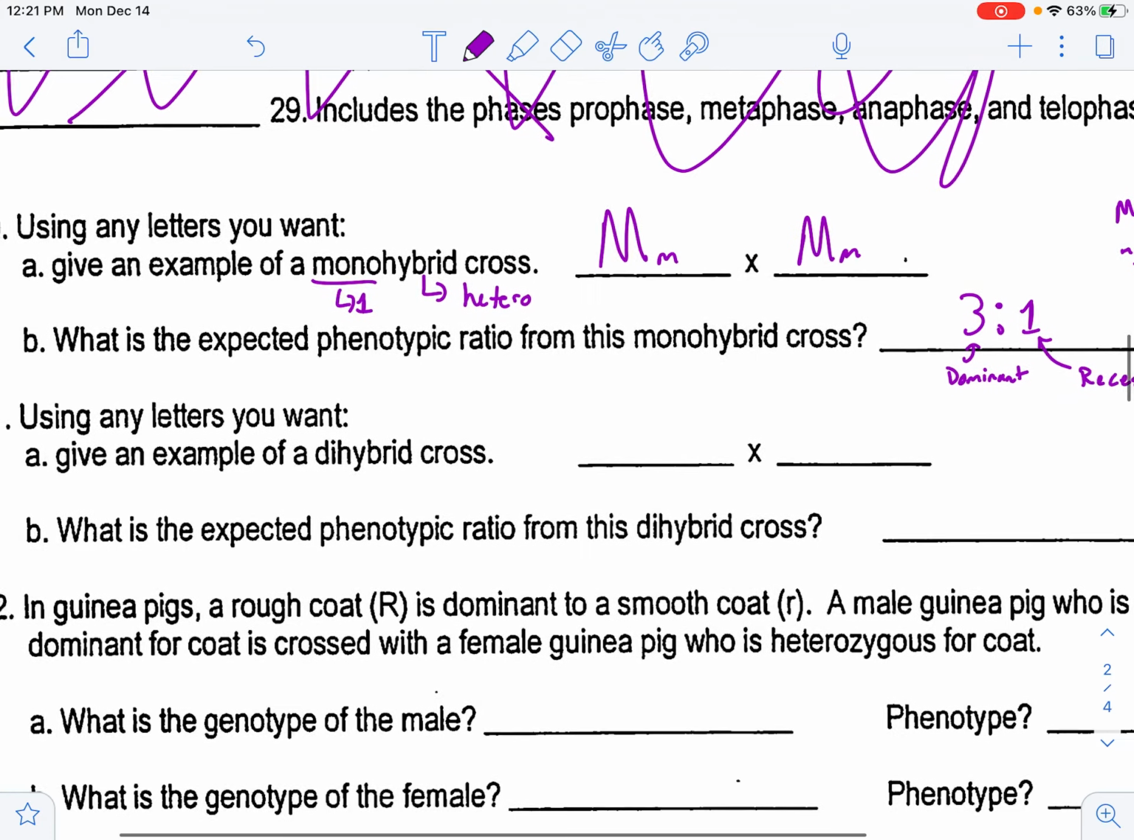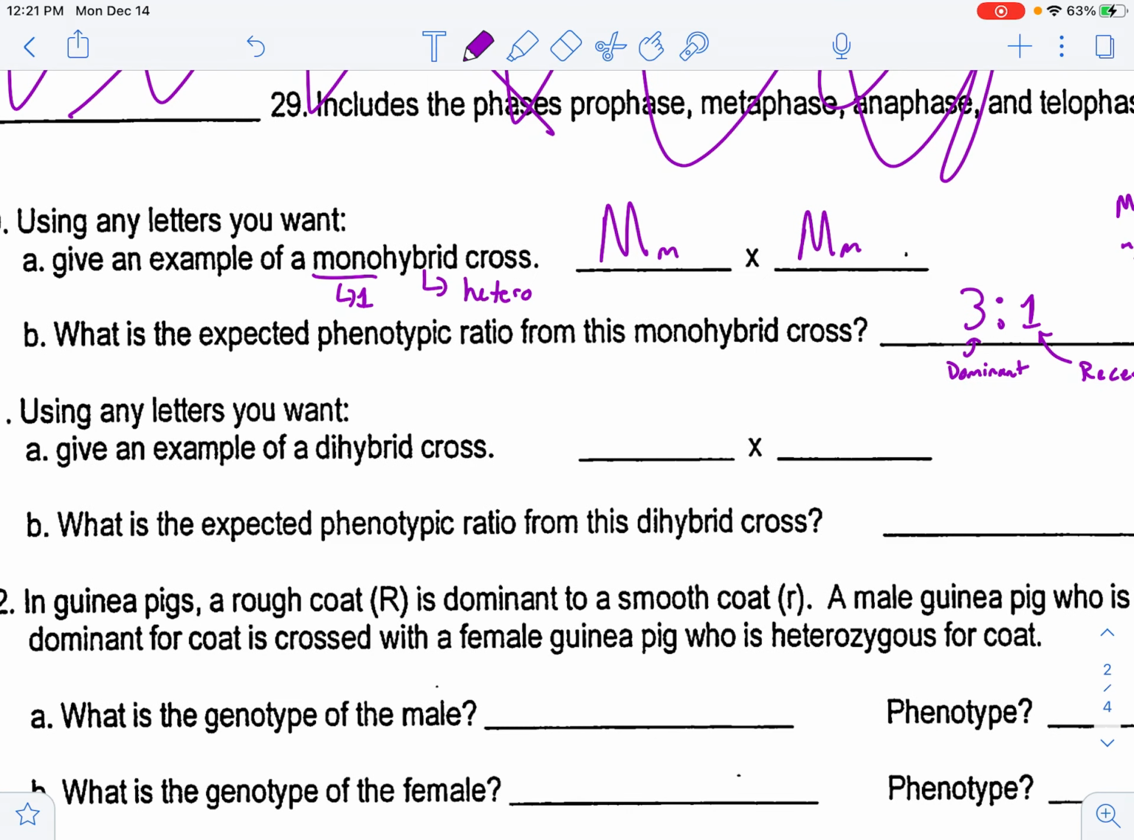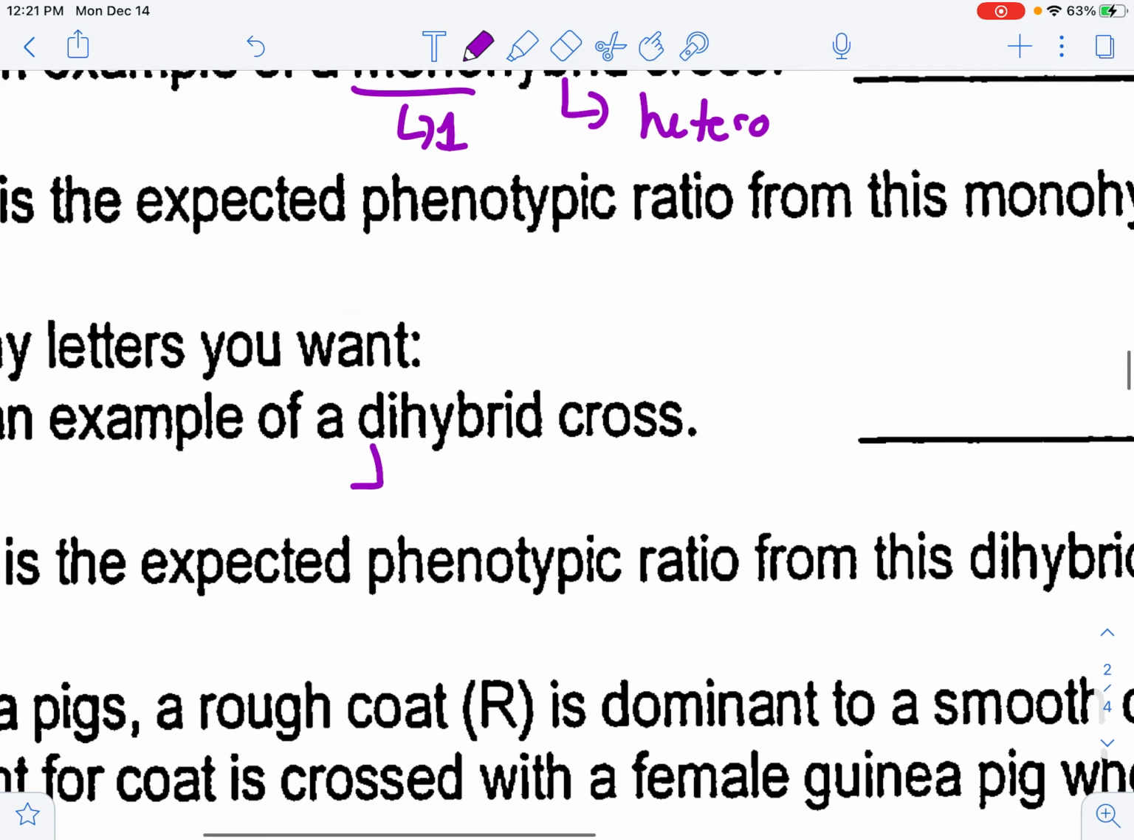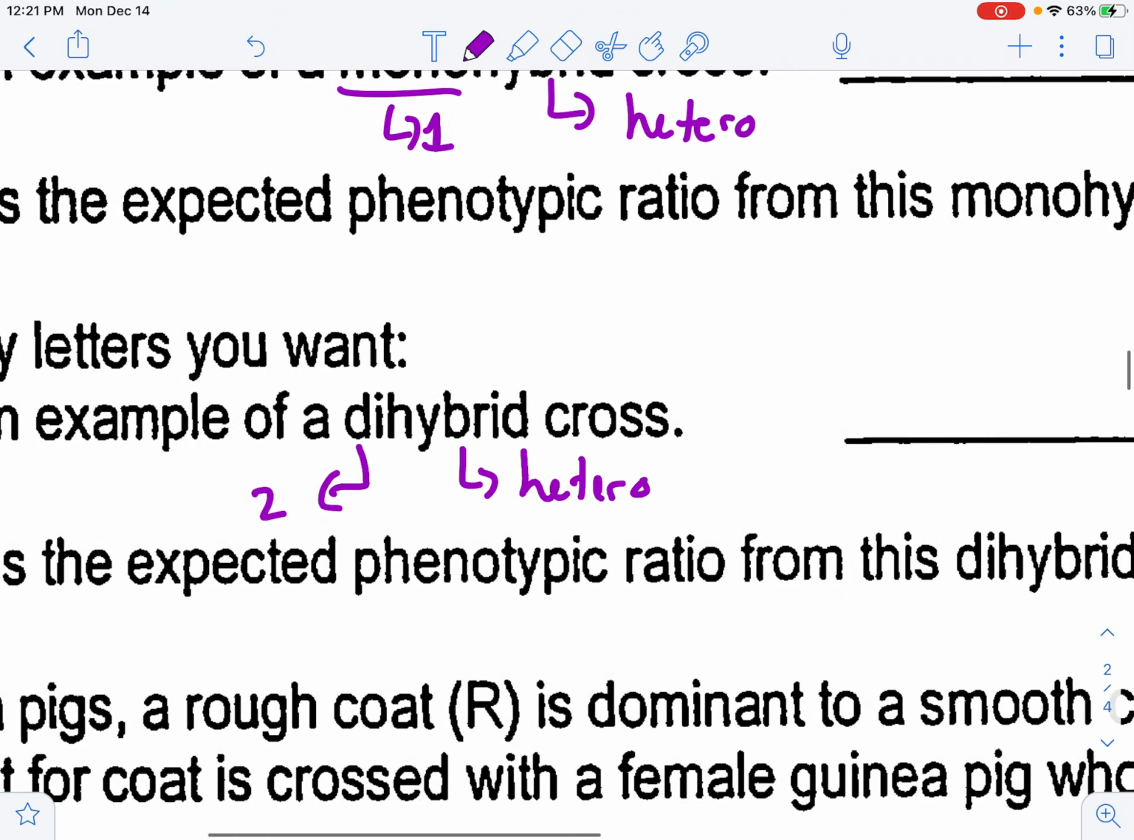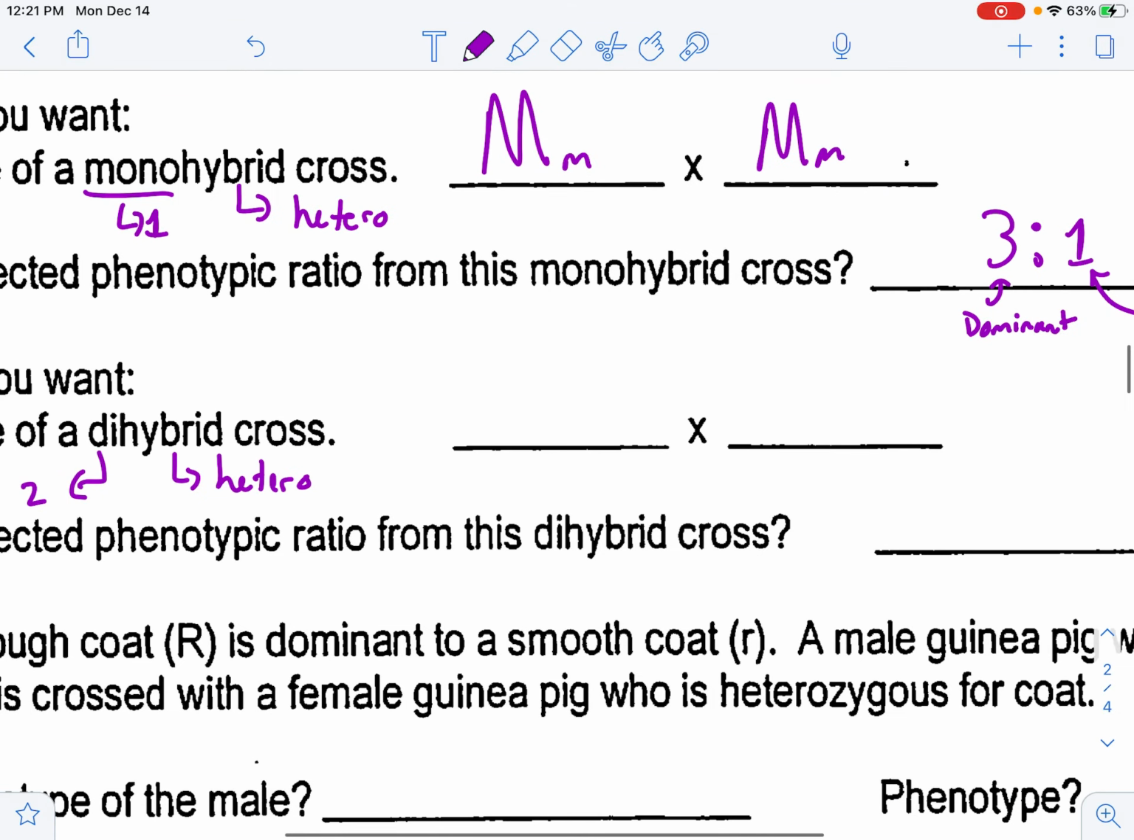Using any letters you want, give an example of a dihybrid cross. So now this is 2 traits. Di meaning 2. Hybrid meaning heterozygotes. So that means two traits, both heterozygotes. So if I go capital A, little a, capital B, little b, if it's a dihybrid, that means both are double heterozygotes.